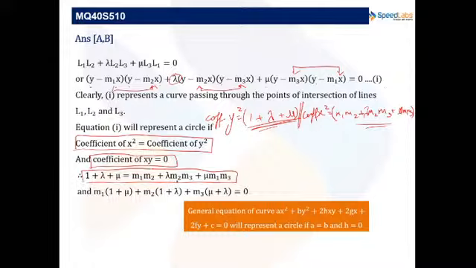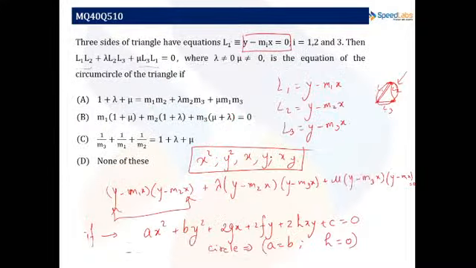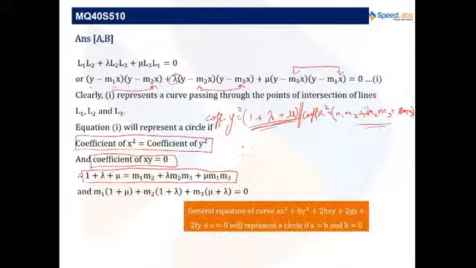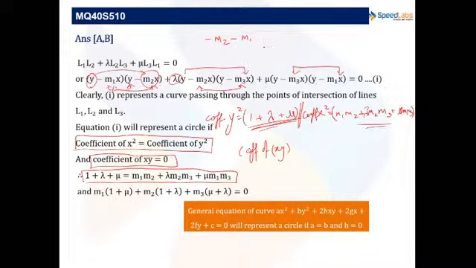And then on simplifying these conditions, we will get, first option is our 1 plus lambda plus mu. This we are getting. Secondly, for the coefficient of xy. So here see, y into x, we will be getting minus m2. X into y, we will be getting minus m1. From here, y into x, we will be getting minus lambda m3. And here we will be getting minus lambda m2.